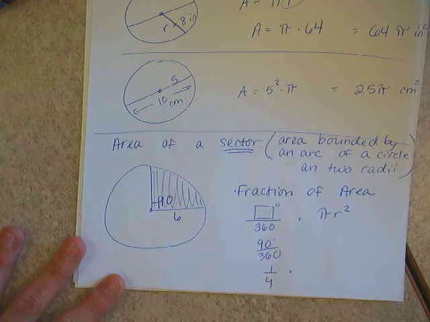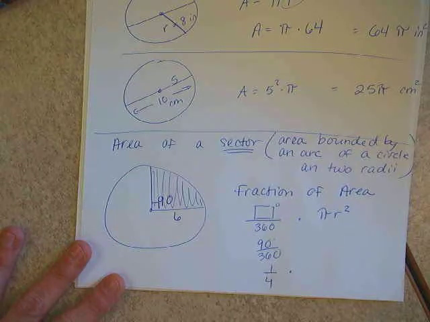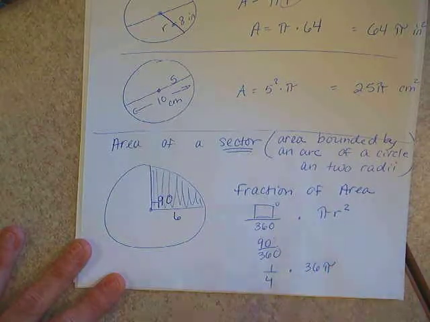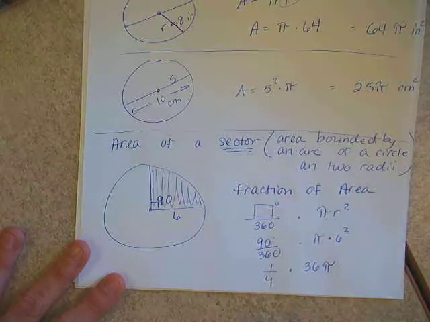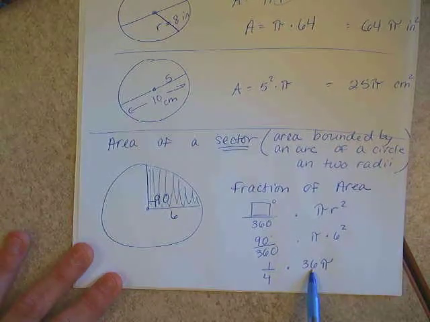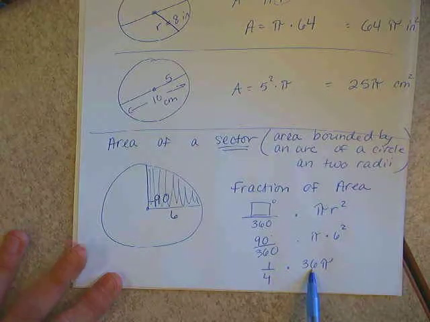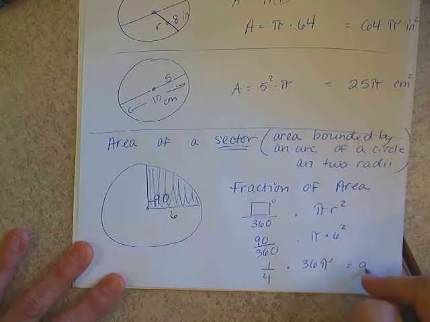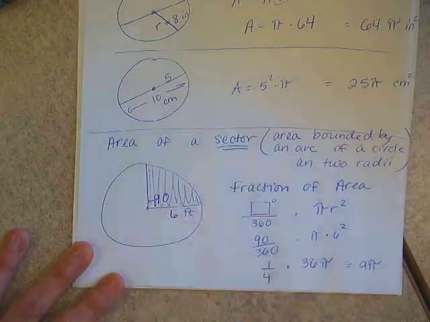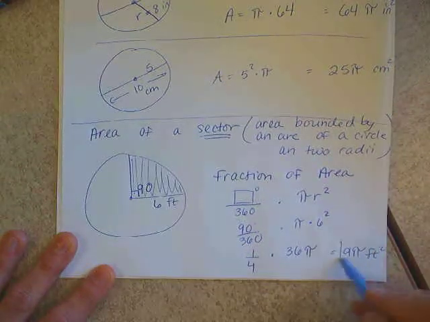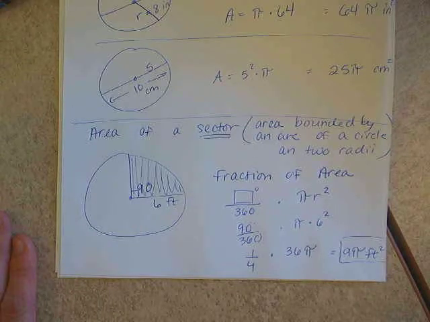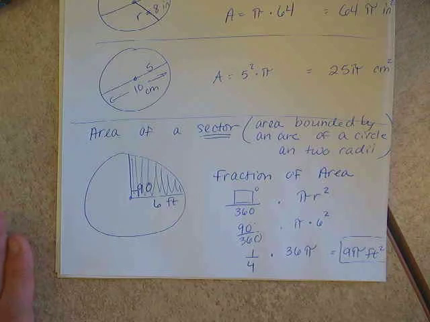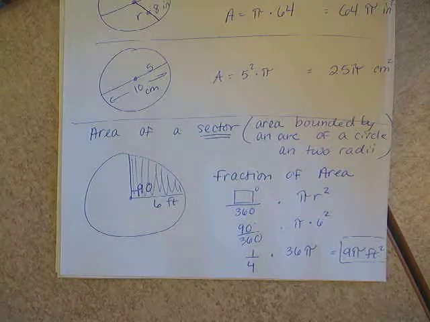Pi r squared, what would I use with that? Pi times 6 squared. 6 squared is 36. So this would be 36 pi. And a fourth of 36 is 9. So that would be 9 pi, we'll call that feet, square feet. Okay.